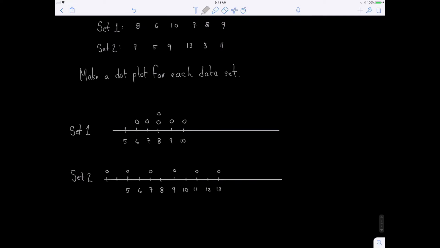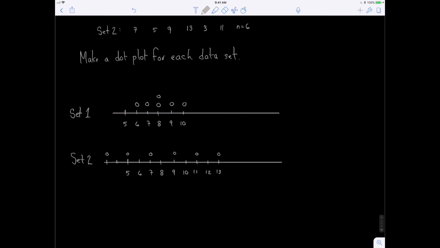Wow. So here's what I want to see. We have two data sets. Each data set contains 6 values. So here, set 1 n is 6, and set 2 n is also 6. But notice that the sets are visually different. Look at set 1, all the data is clumped closely together, and set 2 is spread quite far apart.